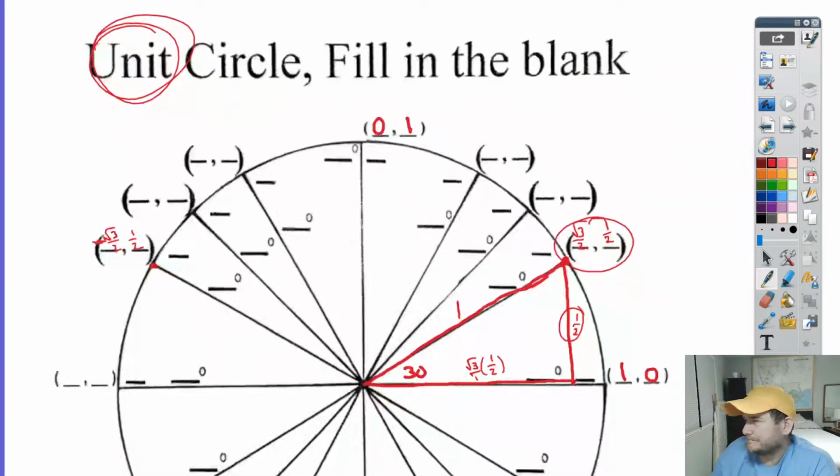We can do the same. Let's do the 60-degree angle, skipping the 45 for a moment, because 30 and 60 are related. That was the least straight line I've ever drawn. That one's good. That one kind of stinks, but I'll live with it.